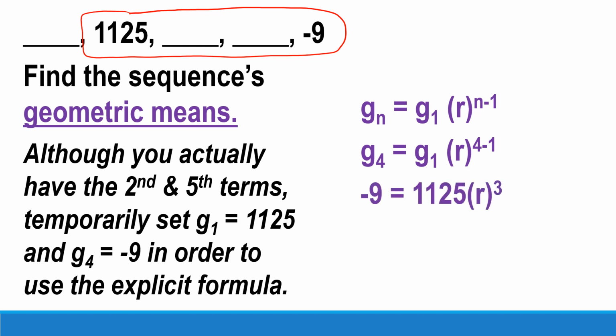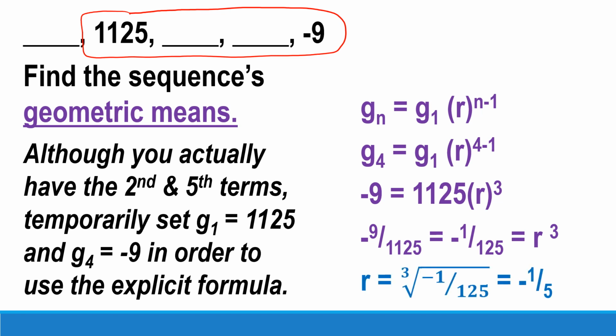That will equal g sub 1, which is 1125, times your common ratio raised to the third power. Divide both sides by 1125, and if you want to simplify the fraction right away, go right ahead and do so. But you're still going to need to take a root. This time you'll take a cube root of both sides, and the cube root of negative 1/125 works out to be negative 1/5. Pay close attention. You never actually use the absolute value around the r because you were using a cube root. Therefore, there only is one possible answer.